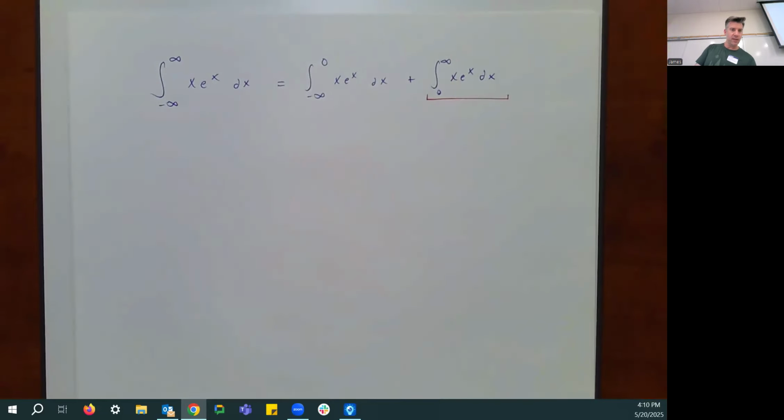Someone asked, is converges the same as being equal to? We say an integral converges to the value that it's equal to. So yes, that means the same thing as being equal to that number.